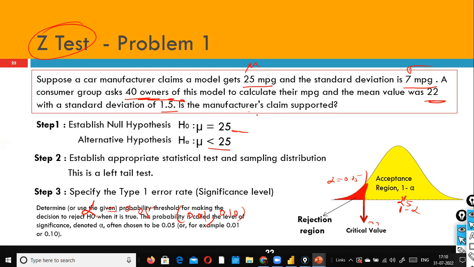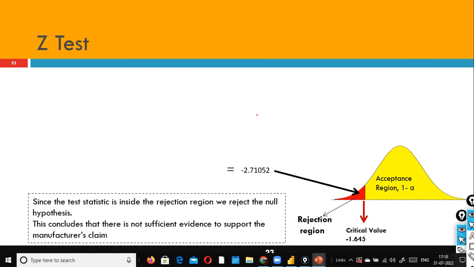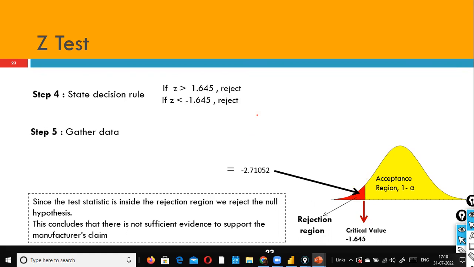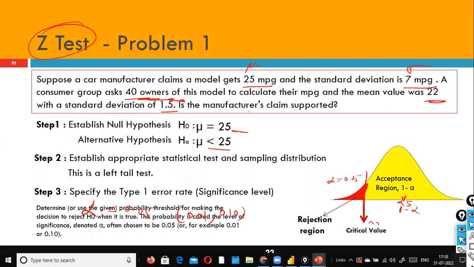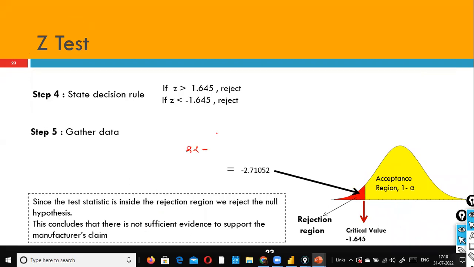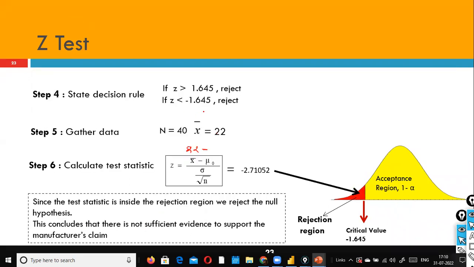Now we need to test whether the manufacturer's claim is supported or not. Here I have used something called the Z test. There is a formula for Z. This is the formula: sample mean minus the hypothesized mean. What is my sample mean here? 22, right? You simply plug in this value, 22 minus the hypothesized mean. We are simply hypothesizing that whatever they are saying is correct, 25. We use the notation mu-zero for the hypothesized mean. So 22 minus 25, divided by sigma.